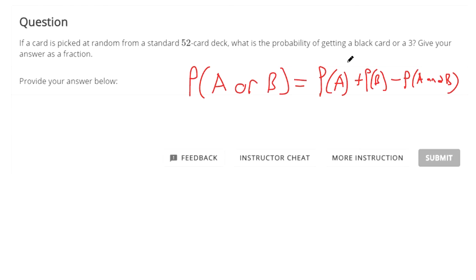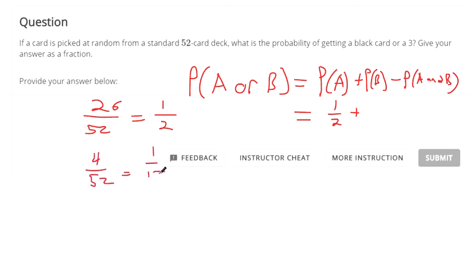So look, this has the probability of A and B in it. This has the probability of A and B in it. So it's like you're counting this twice. You've got to subtract one of them out. So that's just kind of the theory behind why we do that. But the probability of getting a black card, there's 26 out of 52, which is 1/2. There's a 1/2 chance of getting a black card. And the probability of getting a 3, there's 4 of those out of a deck of 52, so that's 1 over 13.